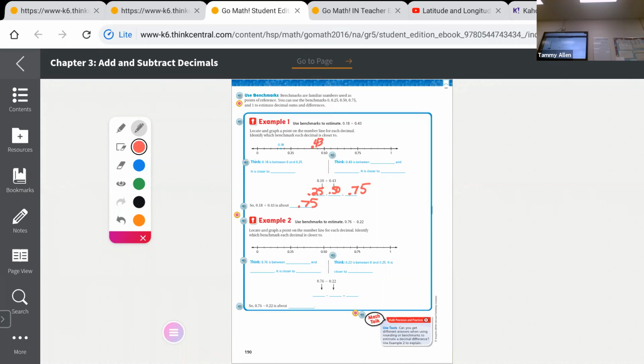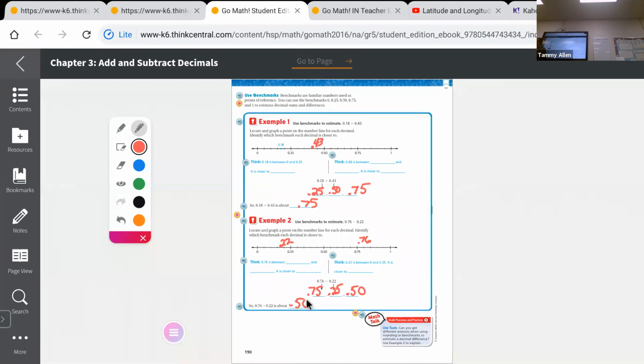So as we take a look at example 2, 76 hundredths minus 22 hundredths. Well, if we put 76 hundredths on there, it's somewhere real close right there. So it's close to 75 hundredths. And 22 hundredths is right in here. It's close to 25 hundredths. So 75 hundredths minus 25 hundredths is 50 hundredths. So our estimate would be 50 hundredths.